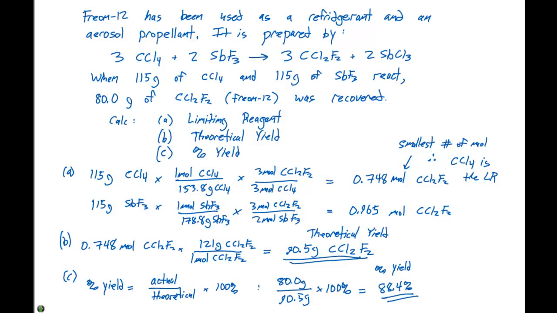Then, once we figure out which one the limiting reactant is, we take the number of moles produced from the limiting reactant, convert that over to grams, and that gives us our theoretical yield in grams of the product of interest, which in this case is our Freon 12. Lastly, we can calculate the percent yield because in the problem we were given the actual yield that was recovered in the laboratory, divided by the theoretical or the calculated value in grams times 100%, and that gives us a percent yield of 88.4%.